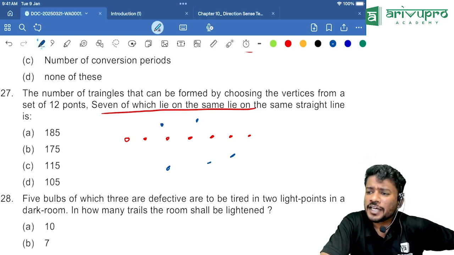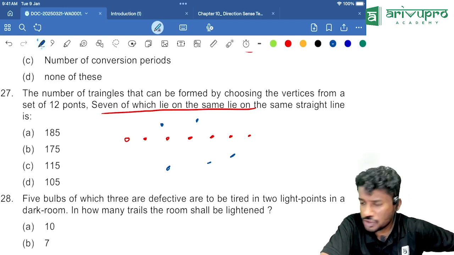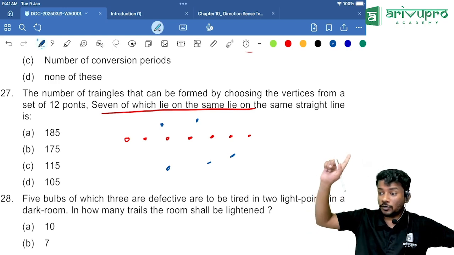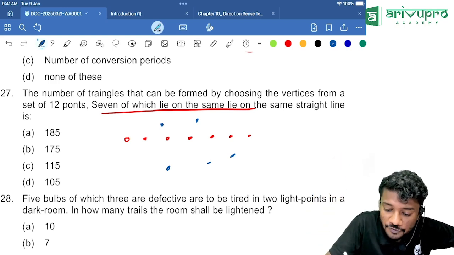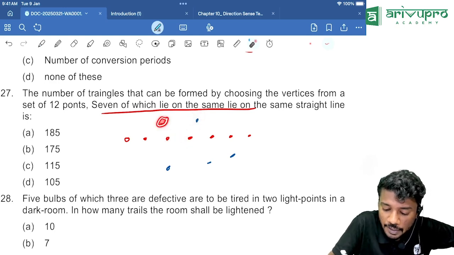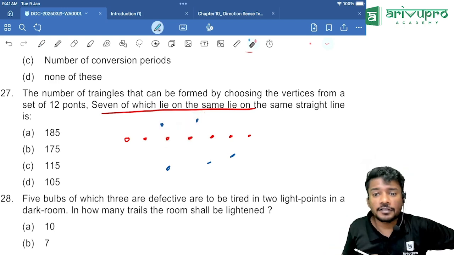What all ways can you do it? A triangle has how many vertices? Three edges, three points at the edge. How will you solve it? One case is I can choose 2 points from the collinear line and 1 point from the upper points, which is not collinear. That means it will be a triangle, right?